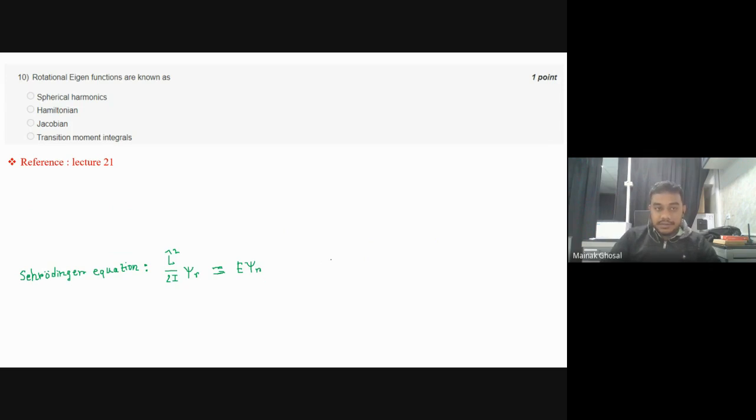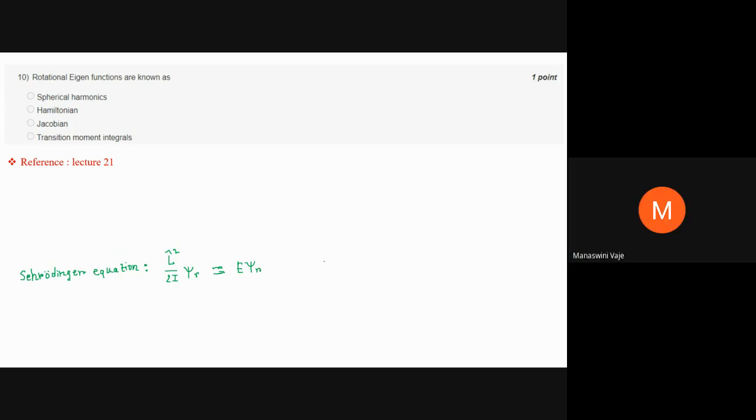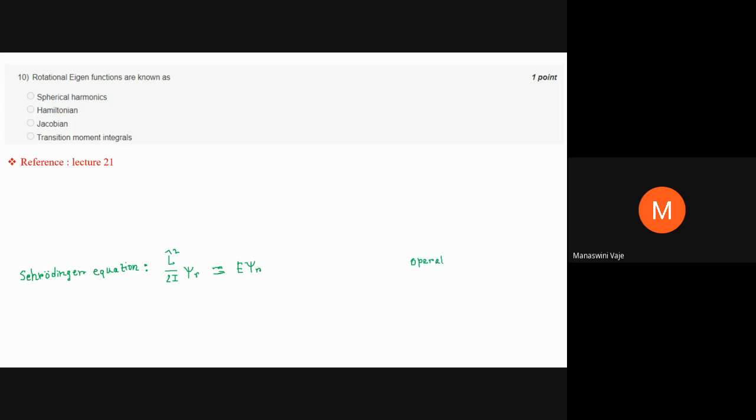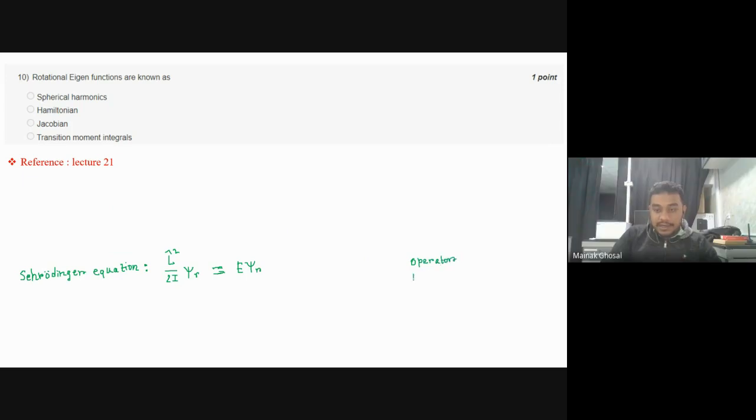Eigenfunction. Hamiltonian. Differentiate between these three things. Here, how many things are here? There is some operator. Okay, let me clear you. There is some operator. There is some eigenfunction. So what is eigenfunction? Can you remember what is the eigenfunction?